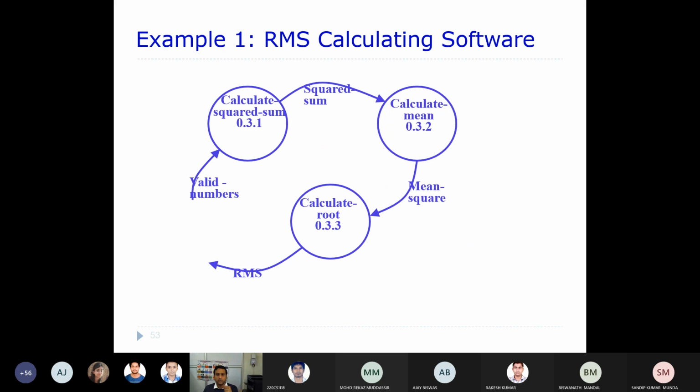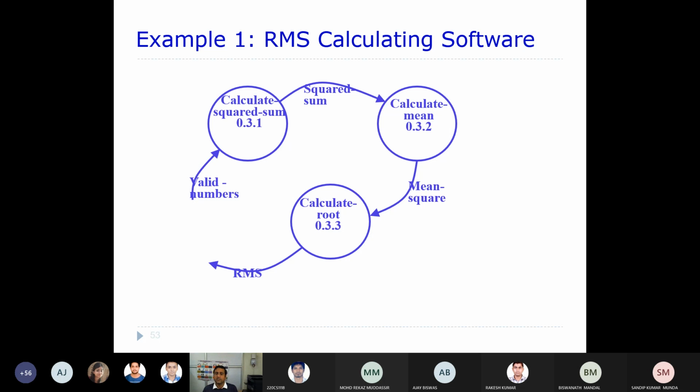In level 2, compute RMS is divided into further bubbles, right? They are represented like this: 0.3.1 is the first, 0.3.2 is the second subfunction, and 0.3.3 is the third subfunction. We are giving numbering to the functions, which means these are the second level functions that we are identifying. Now calculate squared sum. You take some valid numbers, and first you calculate a squared sum. This squared sum is given as an input to calculate mean.